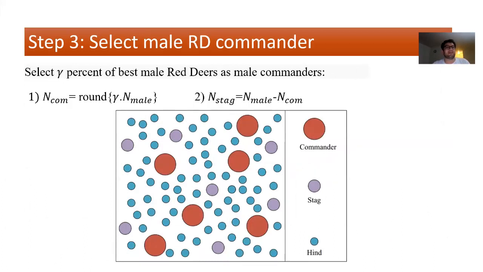Then we divide the population into three main classifications: hinds, stags, and commanders. Commanders are the best solutions. We have a limited number of commanders, using alpha and gamma percentages, and stags are considered the rest of the males, and the hinds are the worst solutions in this area.